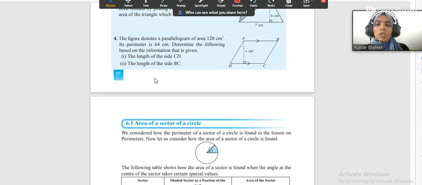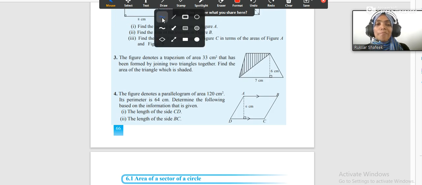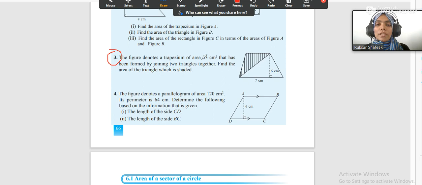We will just work on one of these questions, question 3, where they're telling us the figure denotes a trapezium of area 33 centimeters squared that has been formed by joining two triangles together. Find the area of the triangle which is shaded. We need to find the area of the triangle that is shaded, and we know that the total area is 33. So for that we can find the area of this triangle, which is half times 7 times 6.